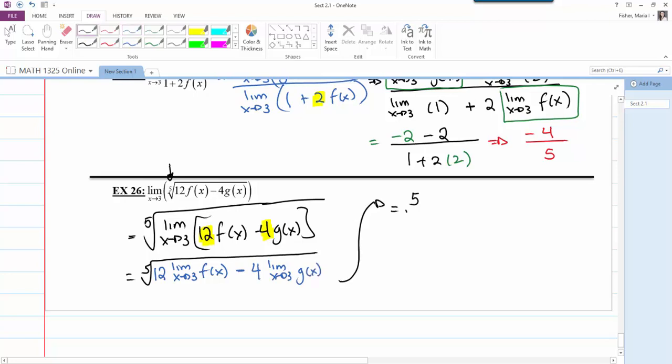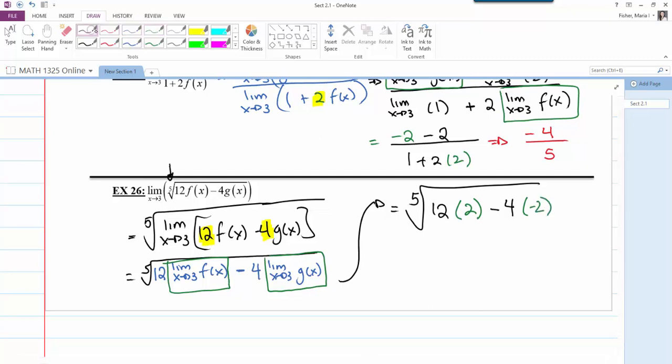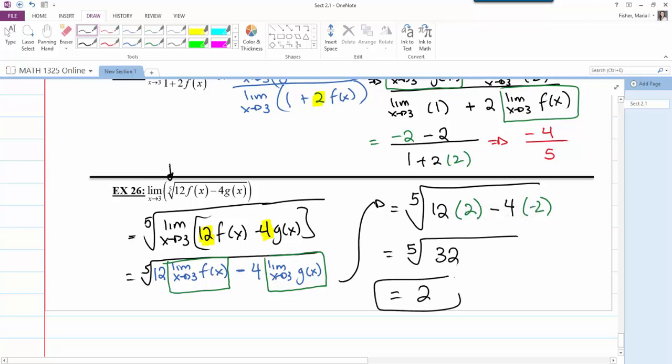So this is going to equal the 5th root of 12 times, well, the limit as x approaches 3 of f of x is equal to 2, minus 4 times, and the limit as x approaches 3 of g of x is equal to negative 2. So this is the 5th root of 24 plus 8, which is 32, so this is equal to 2. So the limit as x approaches 3 of the 5th root of 12 times f of x minus 4 times g of x is equal to 2. That's it for section 2.1.